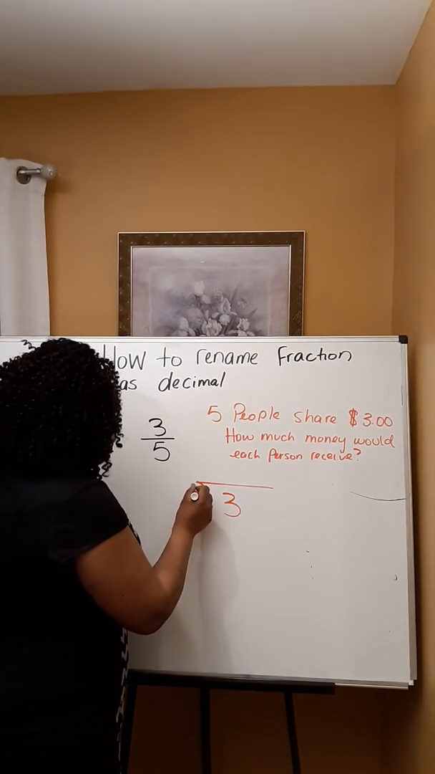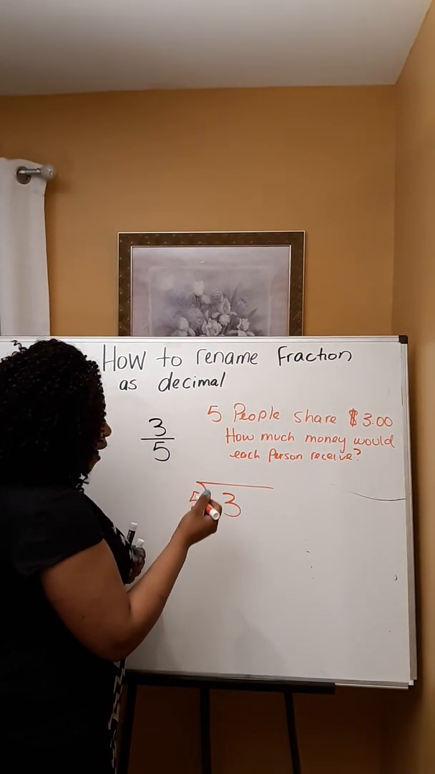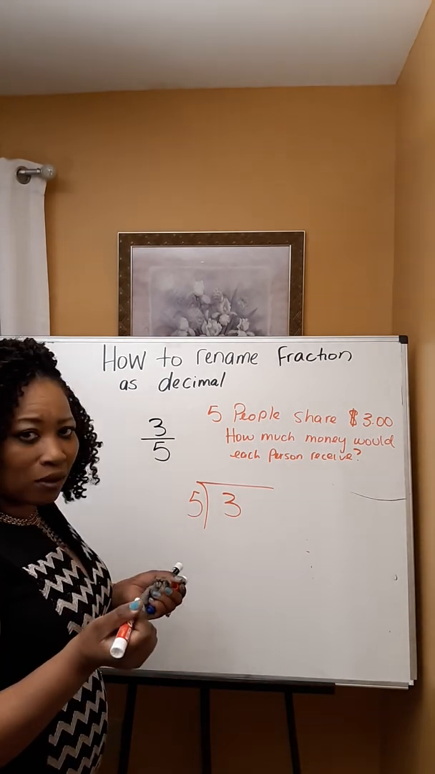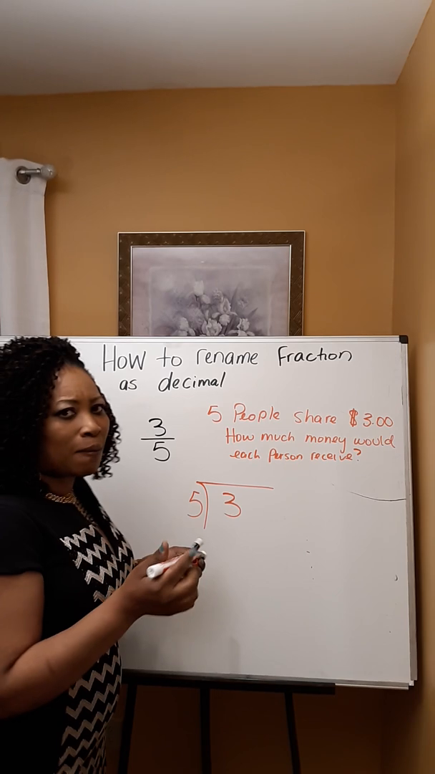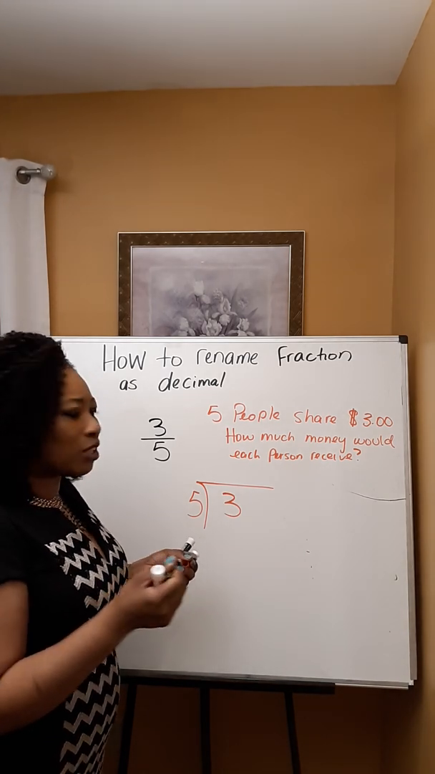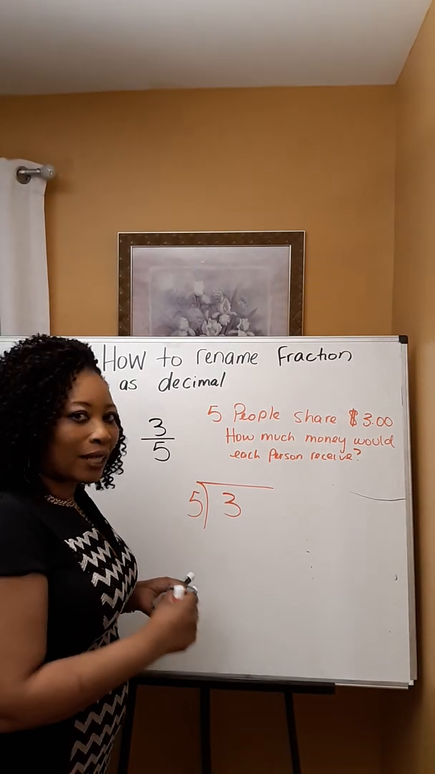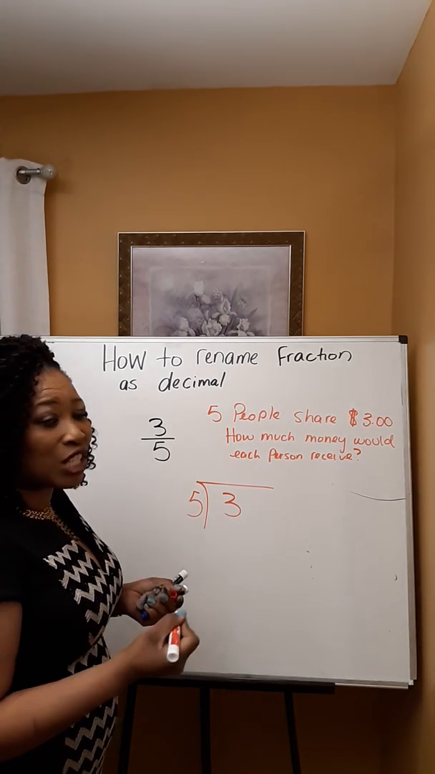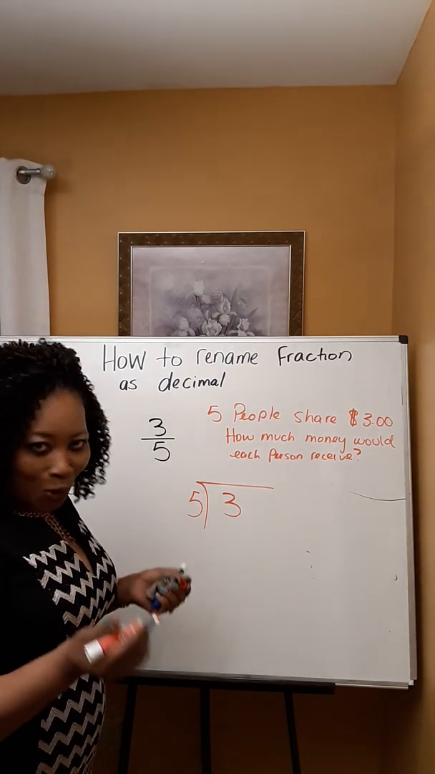Now let's go ahead and do our division. How many groups of 5 can I get out of 3? We're not able. If I have these 5 people and I want to give them $1 each, I don't have enough so that each person gets $1. I only get $3. So therefore, I'm going to have to change my singles into coins.